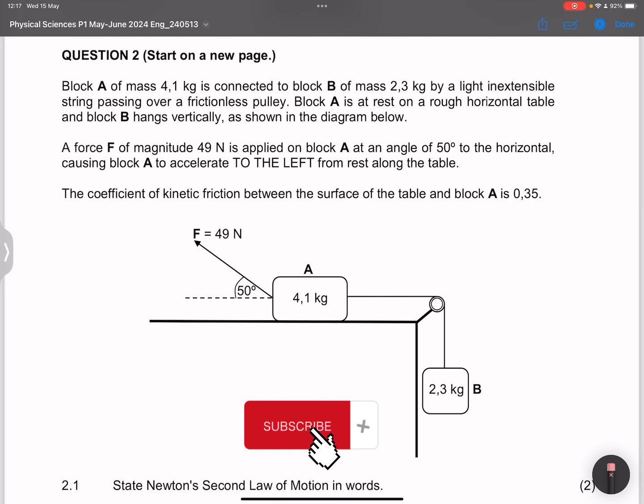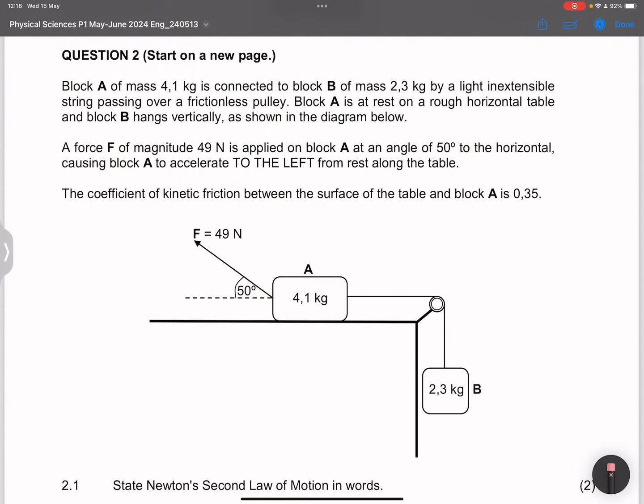Right, so in question 2, they say block A of mass 4.1 kilograms is connected to block B of mass 2.3 kilograms by a light inextensible string passing over a frictionless pulley. Right, they say block A is at rest on a rough horizontal table, and they say block B hangs vertically as shown in the diagram. Right, now they say we've got a force F of magnitude 49, which is applied on block A at an angle of 50 degrees to the horizontal, causing A to accelerate to the left.